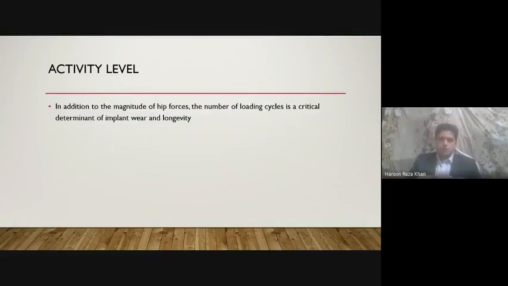Now, in addition to the magnitude of hip forces, the number of loading cycles is a critical determinant of implant wear and longevity. What do I mean when I say loading cycle? It is the number of times load is produced on the implant. For example, during walking for a year, how many loading cycles there can be, that can vary. All of these will affect the wear on the implant.